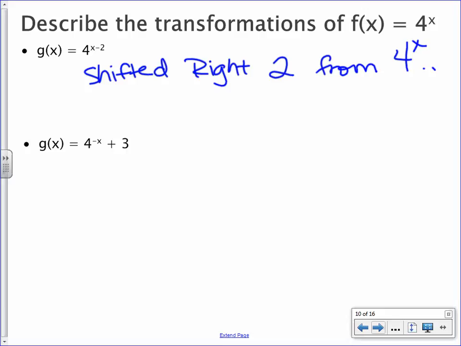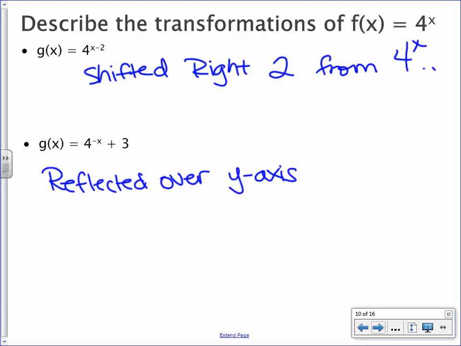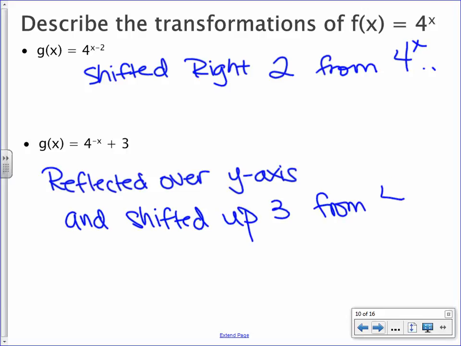Okay, there's two different things. So this is an up 3, but before we do the shift of up 3, what does this negative here do? Okay, so we have a reflection over the y-axis, and then shifted up 3 from 4 to the x.